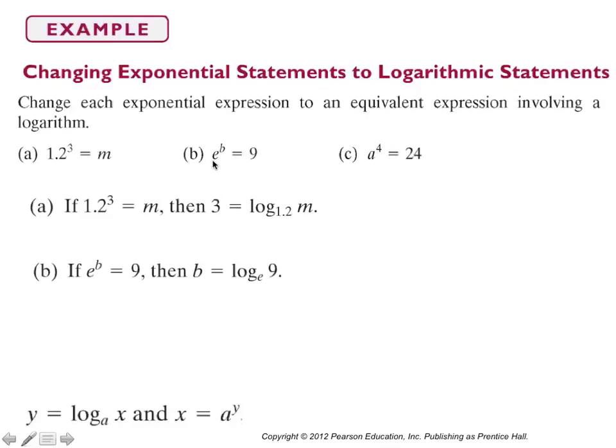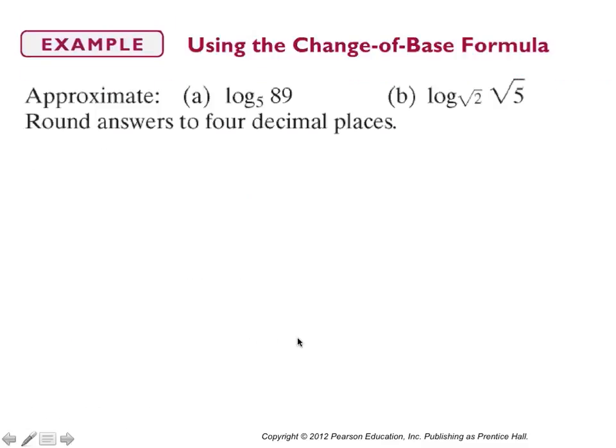Same kind of thing here. We have an exponent by itself, so we have b equals log base e of 9. Another way to write that would be ln. And then for this one here, we have 4, that was our exponent, equals log base a of 24.